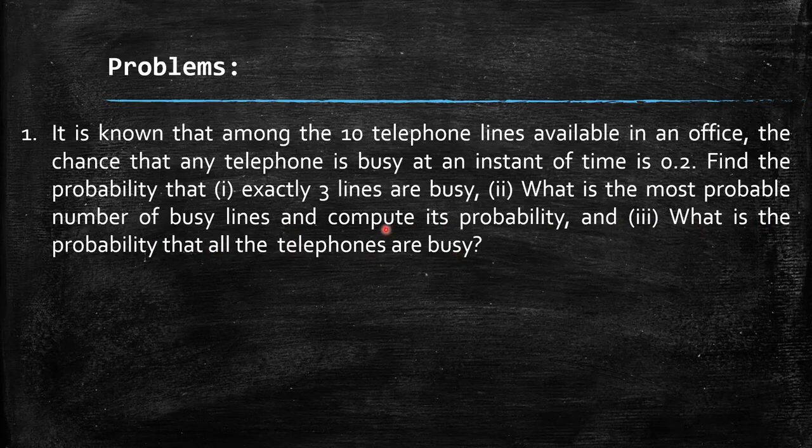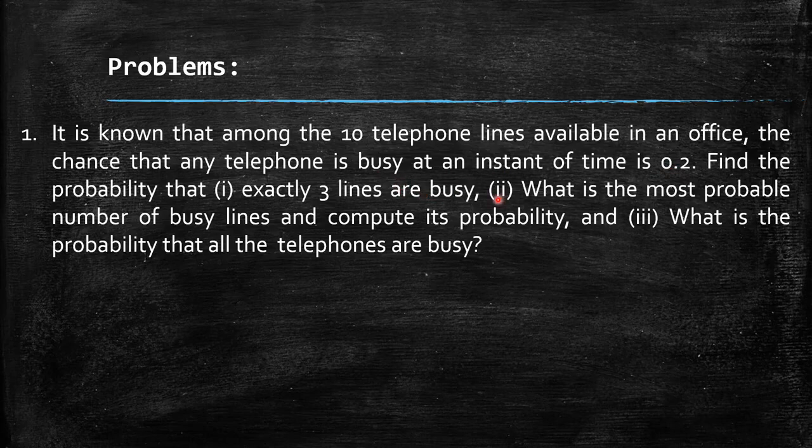So here clearly it follows a binomial distribution as n is 10, that is finite, and let p be the probability of a telephone line being busy at an instant of time, that is 0.2, which is constant for each trial, and obviously it has only two outcomes, that is either the line is busy or not busy.